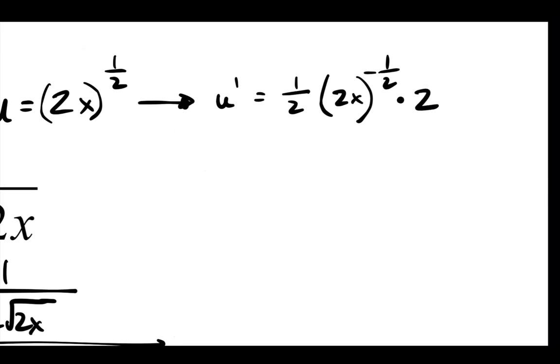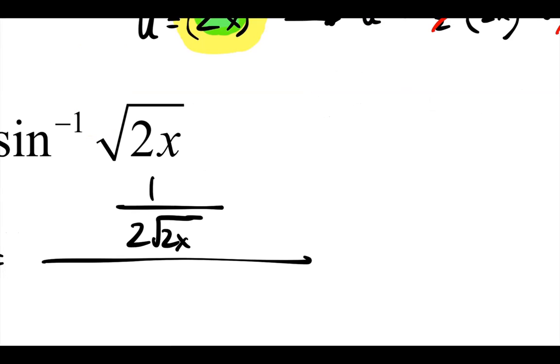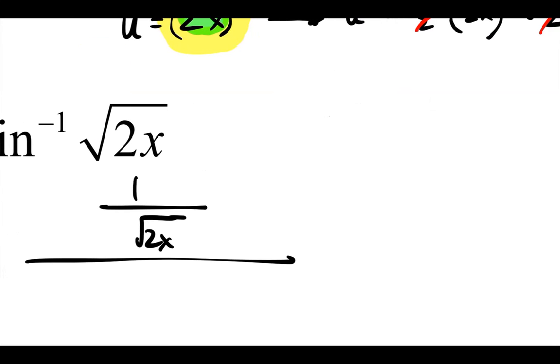Derivative of the inside's 2. Because this was the outside here. Oops. This was the outside here. And then this was the inside here. Okay. So when I simplify this, actually the 2's will cancel out, because 1/2 times 2 is just 1. So you're going to get that guy there. So let me go change this over here. Yeah, big difference. Thank you.